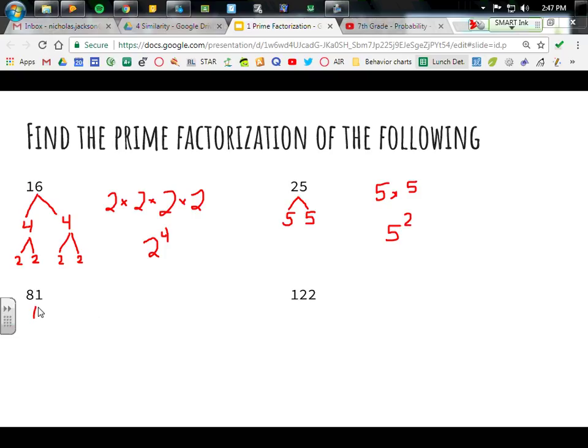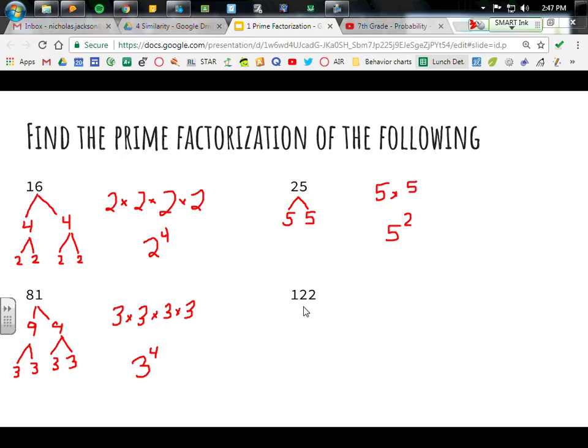81 can be factored down into 9 times 9. And 9 could be factored into 3 times 3. So we could express the prime factorization of 81 as 3 times 3 times 3 times 3, or 3 to the fourth power.